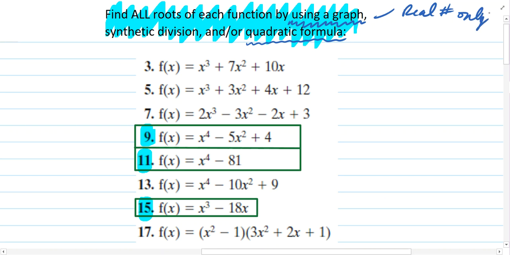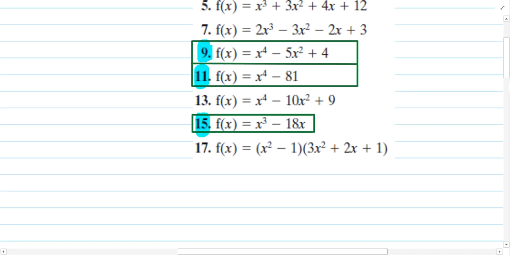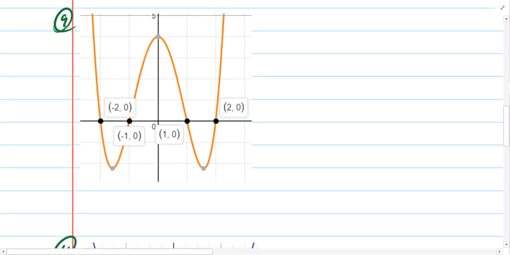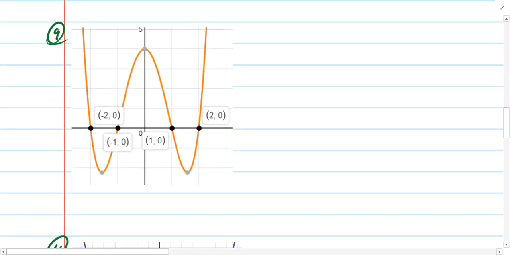So if it doesn't produce all of our roots, and our objective again was to find all roots, if it doesn't produce all roots by using a graph, then we're going to have to use synthetic division and quadratic formula perhaps to supplement. So let's start with number 9 here. I went ahead and graphed a bunch of these using Desmos, and I captured the image just so that you can see this, so that I'm not switching back and forth between my graphs screen and my notebook paper here.